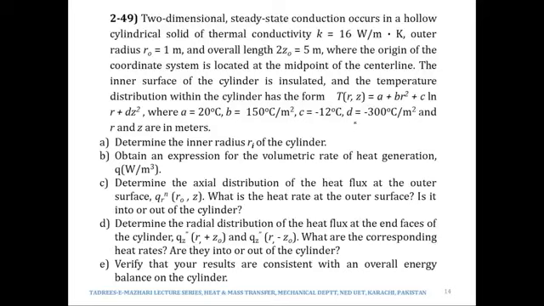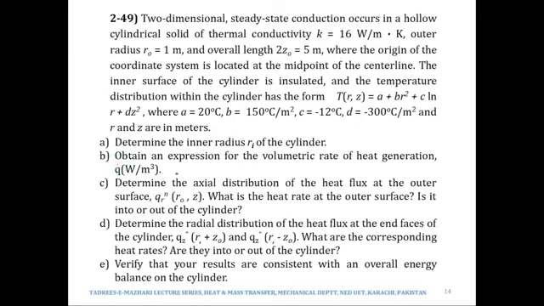If we know the complete equation, things are a little bit easier as compared to only knowing the form and then being asked to find the constants and the coefficients, just like we did in one of the previous problems. So determine the inner radius of the cylinder, there shouldn't be a problem. All you have to do is apply Fourier's law. Then obtain an expression for the volumetric rate of heat generation, q dot.